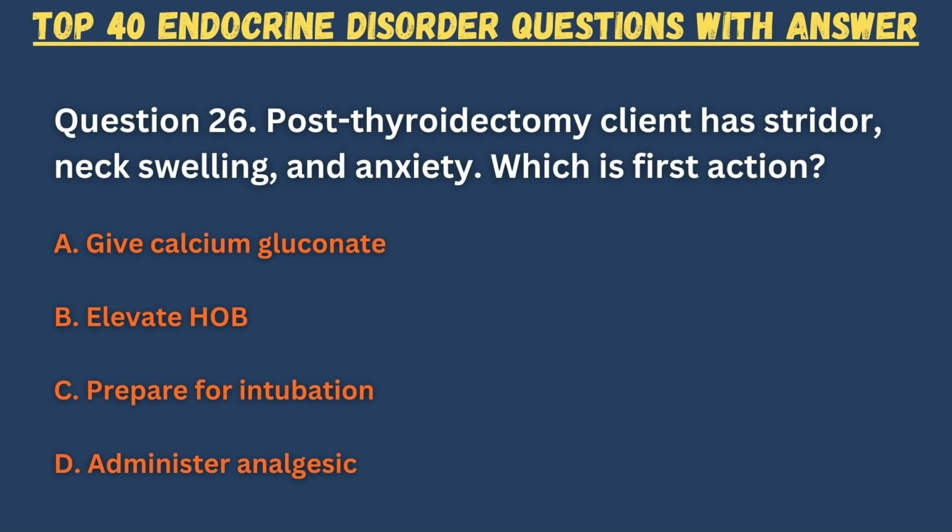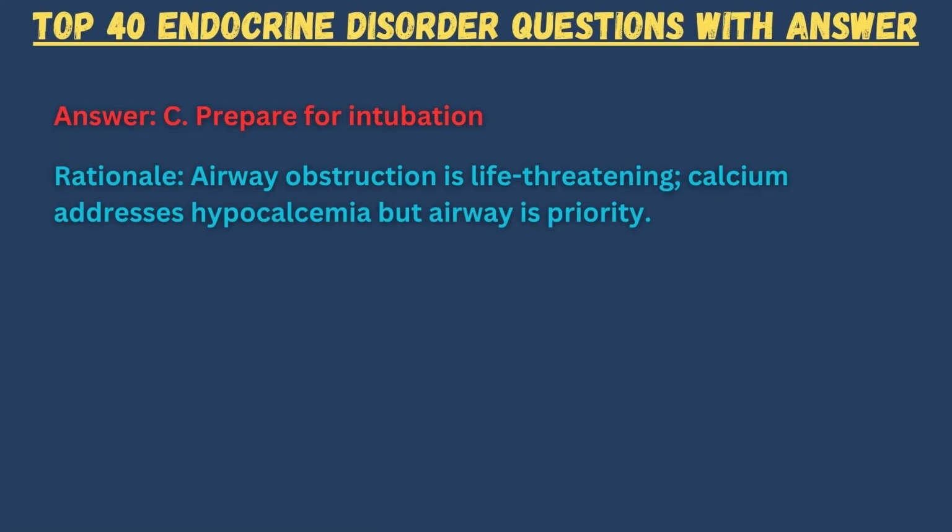Question 26. Post-thyroidectomy, client has stridor, neck swelling, and anxiety. Which is first action? A. Give calcium gluconate. B. Elevate HOB. C. Prepare for intubation. D. Administer analgesic. Answer. C. Prepare for intubation. Rationale. Airway obstruction is life-threatening. Calcium addresses hypocalcemia, but airway is priority.